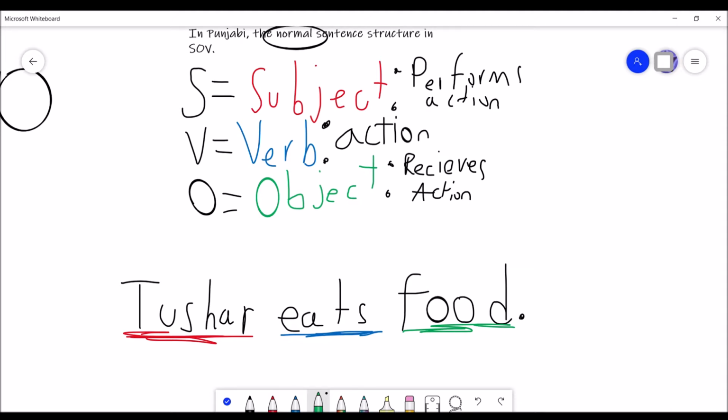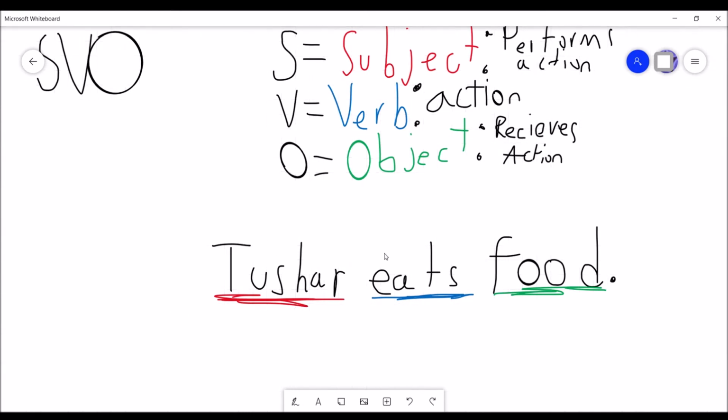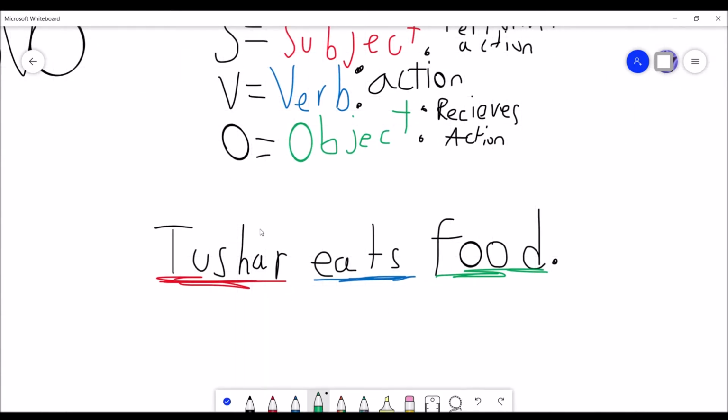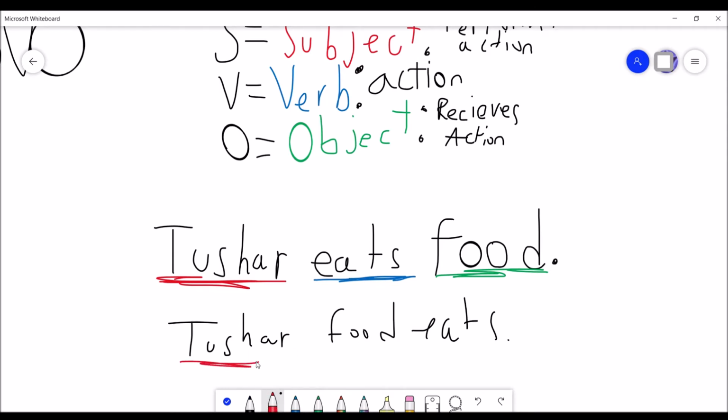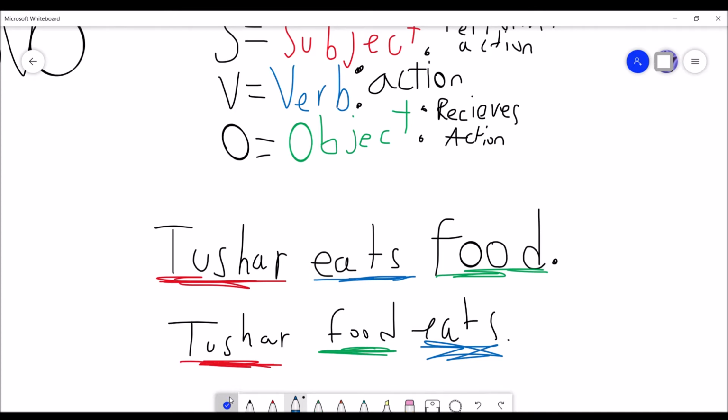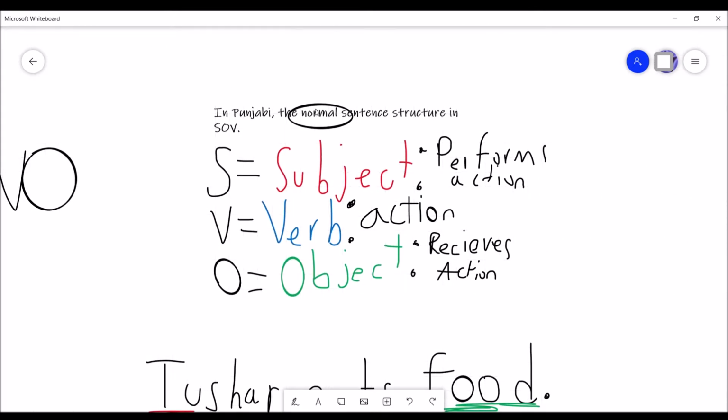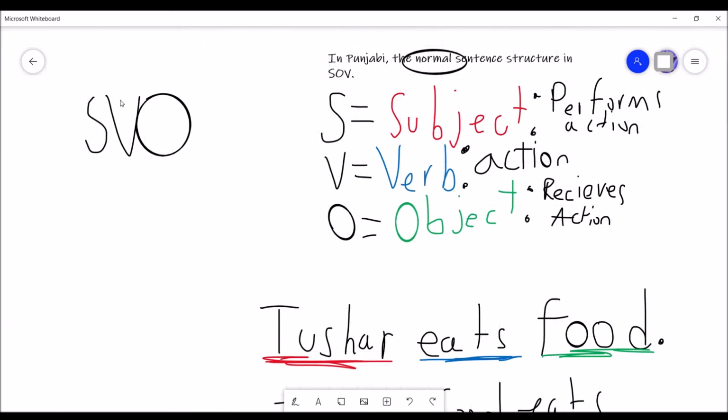Me. Now in Punjabi, if we put the Punjabi sentence structure on English, the normal sentence structure would be Tushar food eats. That is the literal structure in Punjabi. Subject, object, verb. So let's underline them again. Subject, object, verb. That is why up here I said that in Punjabi the normal sentence structure is SOV, not SVO.